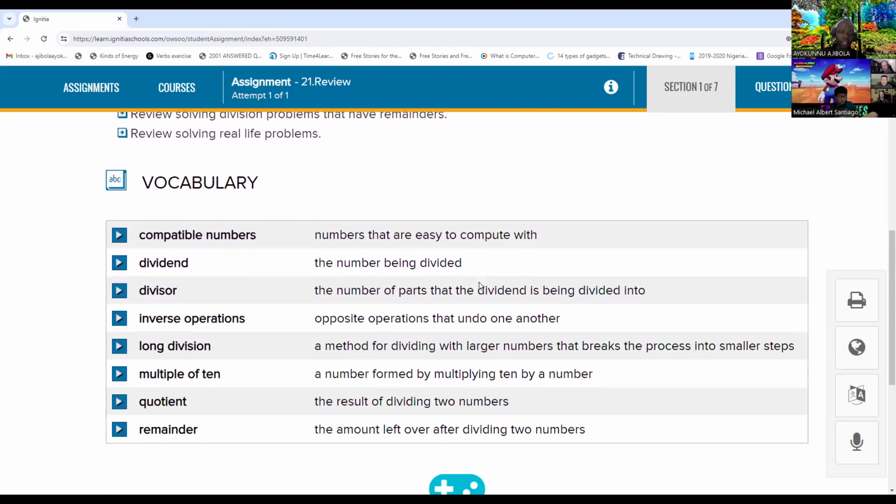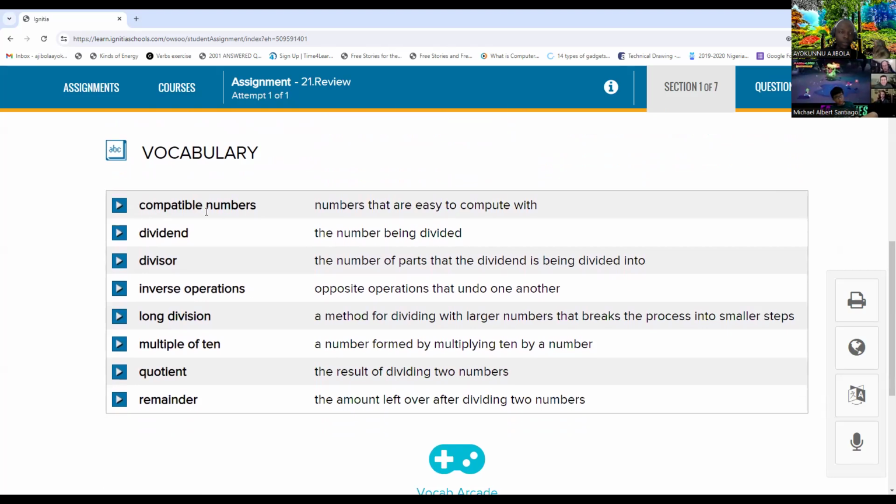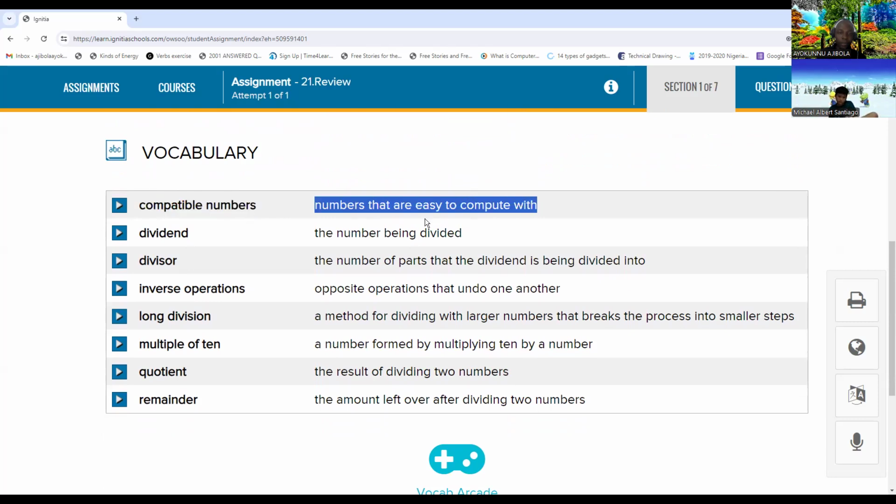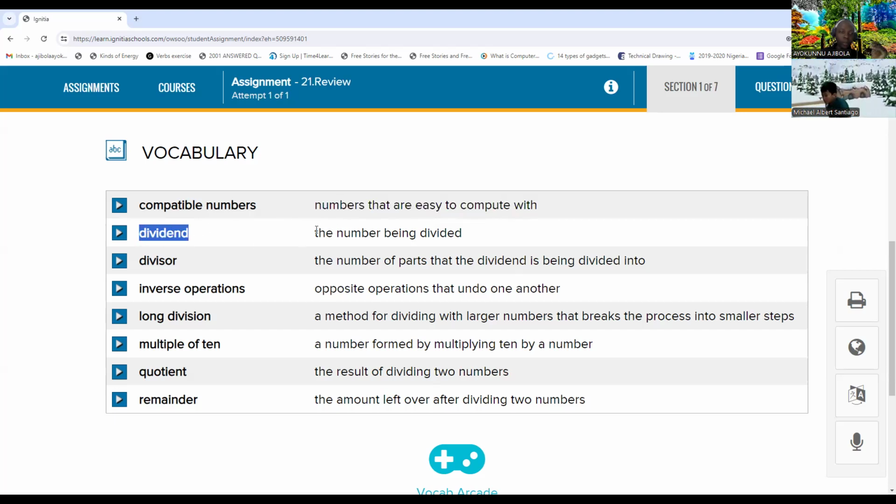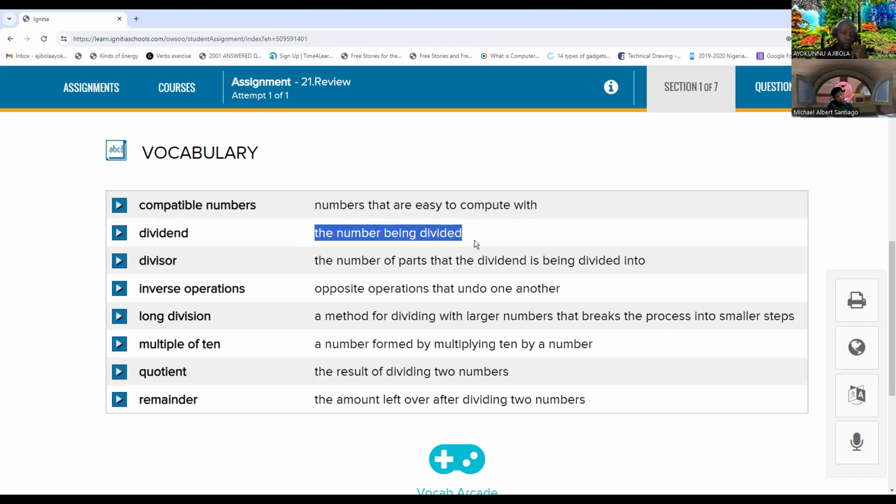So these are the vocabularies we need to remember. Miggy, what's the meaning of compatible numbers? Numbers that are easy to compute with. Good. Numbers that are easy to compute with are compatible numbers. What about dividend? What does dividend mean? Being divided. Yeah, the number being divided is the dividend.